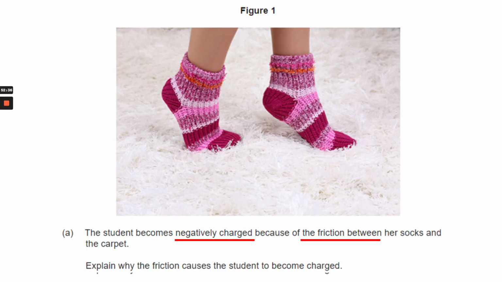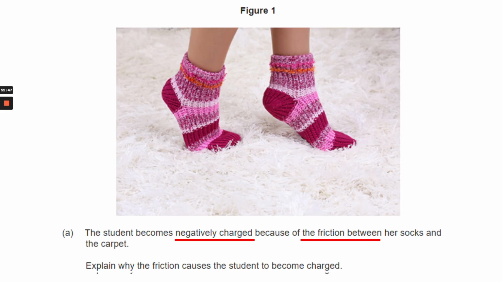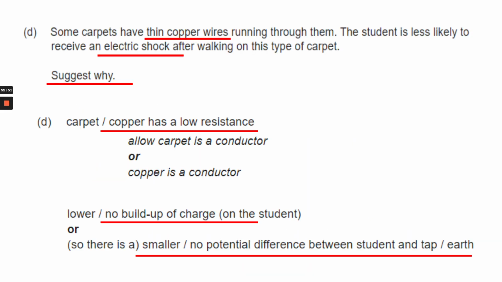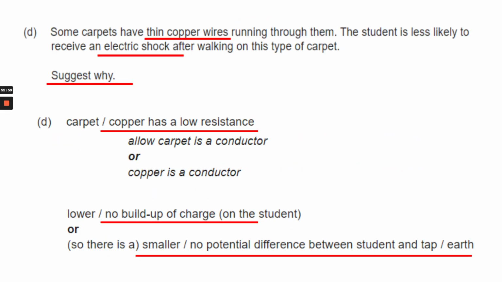So here's some exam questions based on static electricity. The student becomes negatively charged. Well, it's the transfer of electrons by friction, but you must say in what direction, from the carpet to the student for the second mark. Some carpets have thin copper wires running through them. Why will this make the student less likely to get a shock? Well, copper has a low resistance. It is a conductor, and that will mean there'll be no buildup of charge on the student.